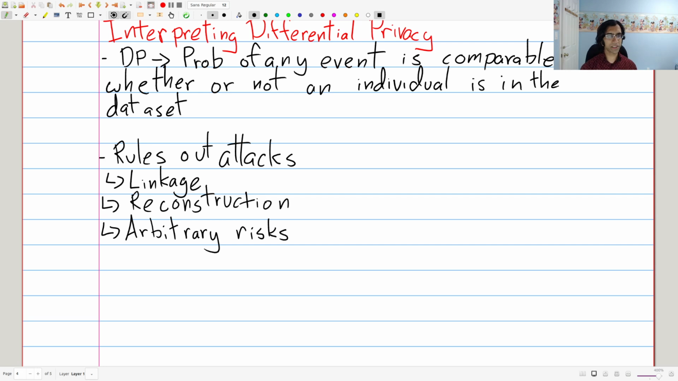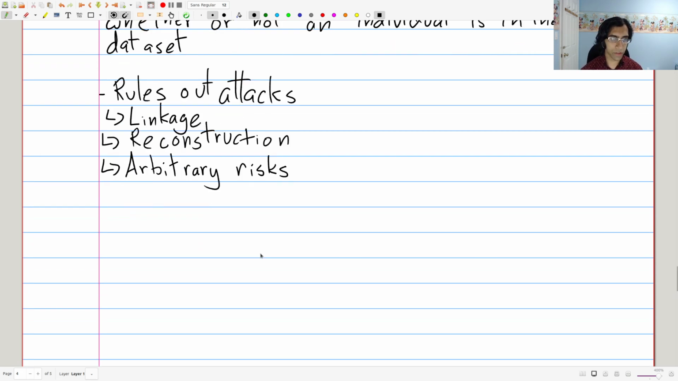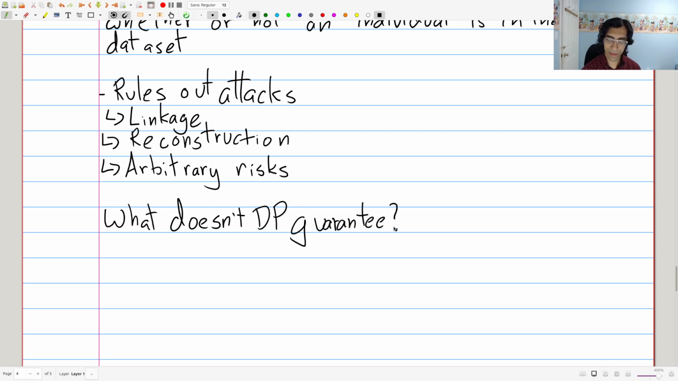Cool. So that's what differential privacy does. But what does differential privacy not do? This is something which is very frequently misunderstood, because people sometimes get confused about this. What doesn't DP guarantee? And the crucial thing is differential privacy allows you to do statistics and machine learning. So this is kind of what it allows, so this is kind of not what it rules out.